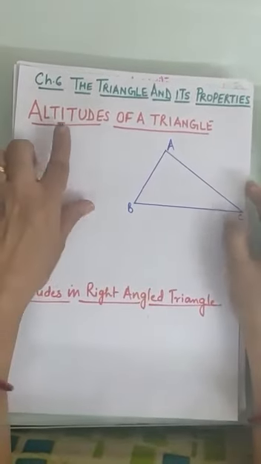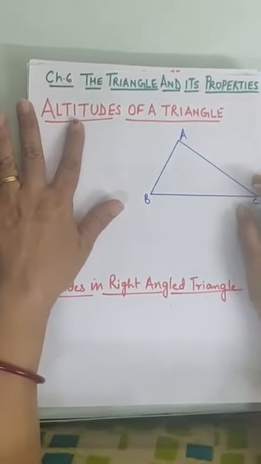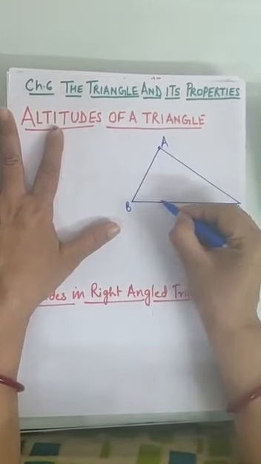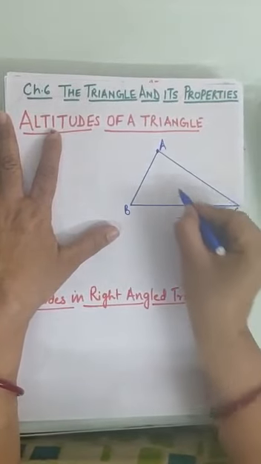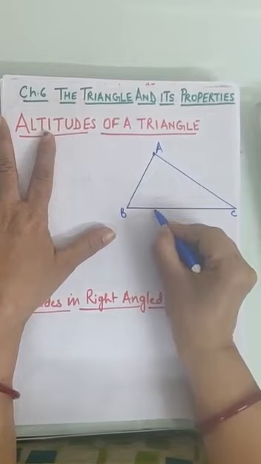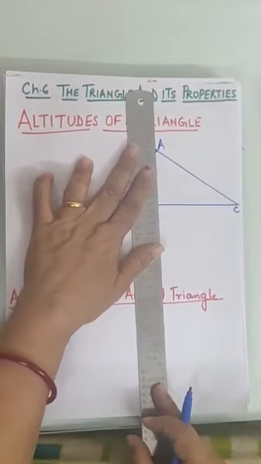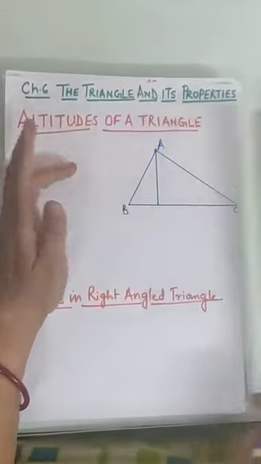Okay. Now what does altitude mean? Altitude means it is the line segment joining the vertex and perpendicular to the opposite side. This is the vertex and the opposite side is BC. We have to draw a perpendicular from A on BC like this. Okay. So we'll draw the perpendicular. This is the perpendicular.